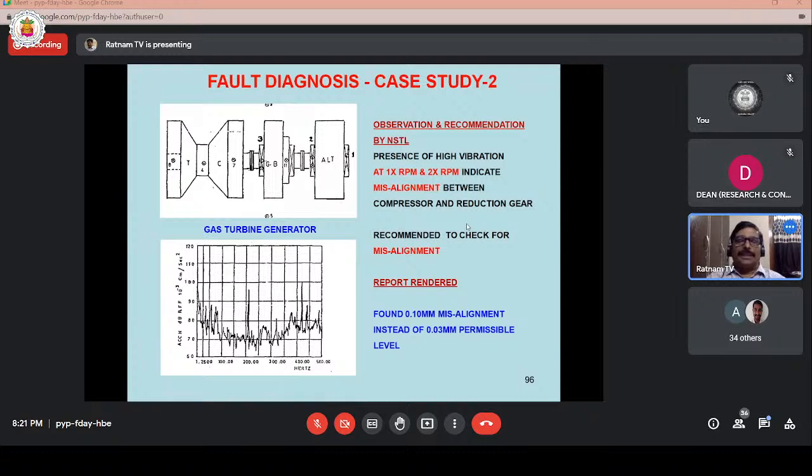In this spectrum, you can see the components at 210 Hz and 420 Hz, the fundamental and its harmonic. 1x RPM and 2x indicate misalignment between the compressor and the reduction gearbox. We recommended checking for misalignment between this compressor and reduction gear.